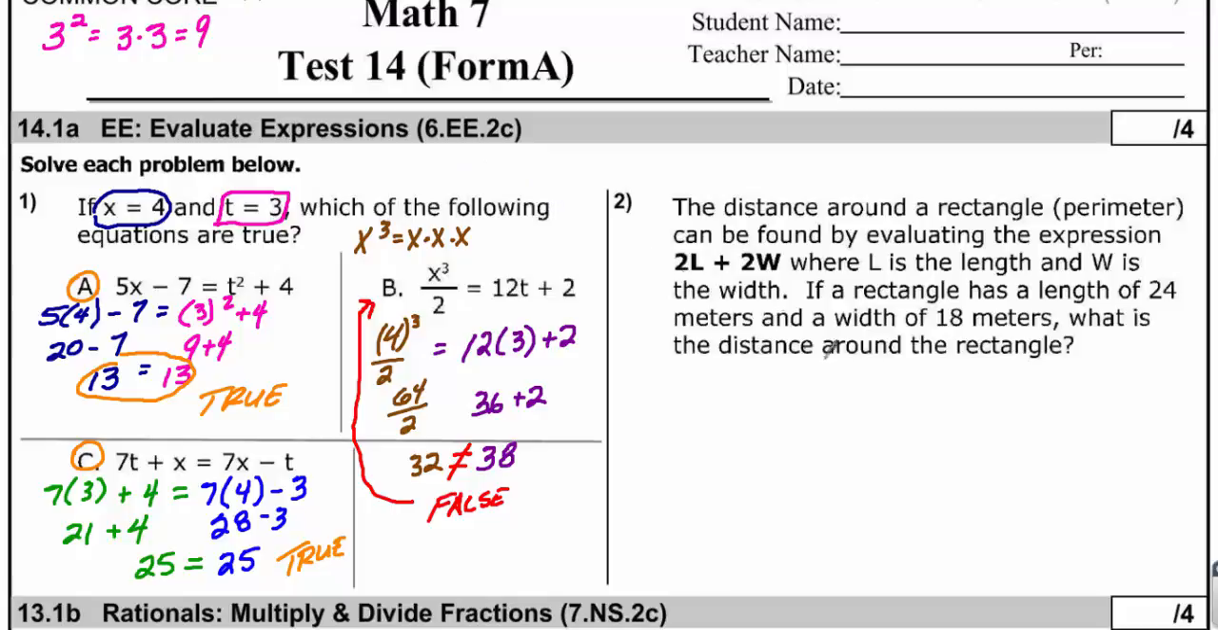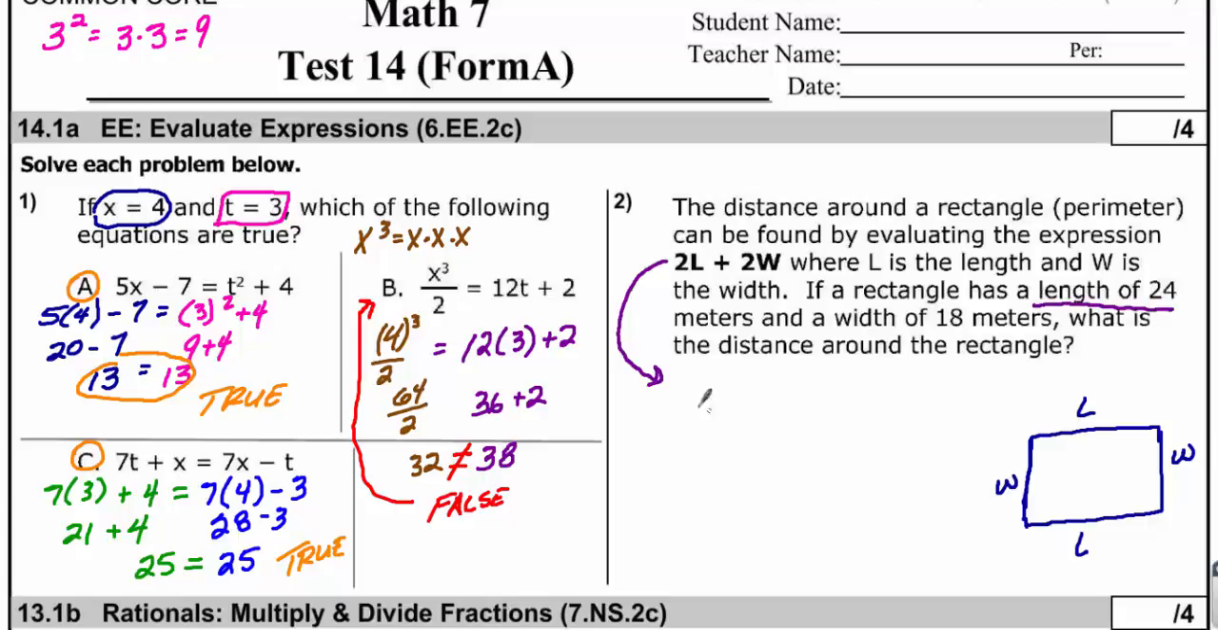So on number 2, we have a rectangle. Here's my rectangle. And that rectangle, I'm just going to smooth out that side of my rectangle right there. That rectangle has a length and a width. You know that. You know that rectangles have length and width. In fact, I'm going to label all the way around, length and width. So we know that finding the perimeter for a rectangle can be described by that expression. And we need to know the value of L and the value of W. And they tell us that.